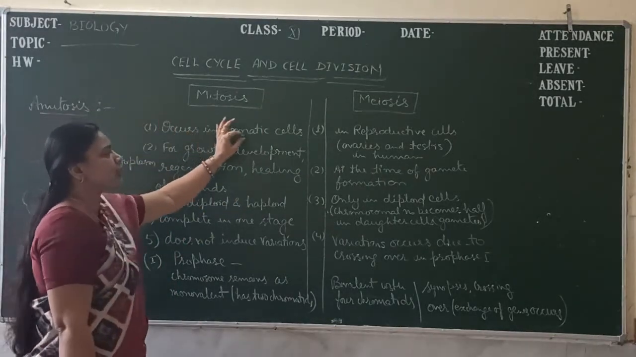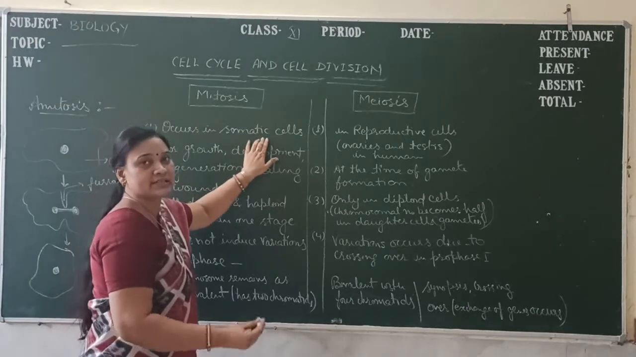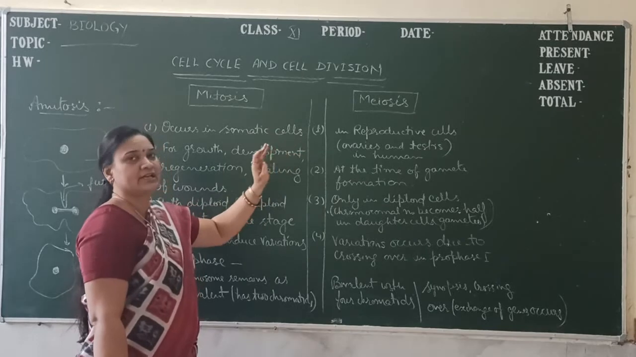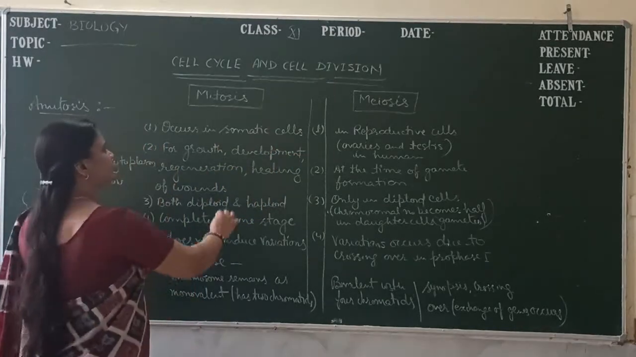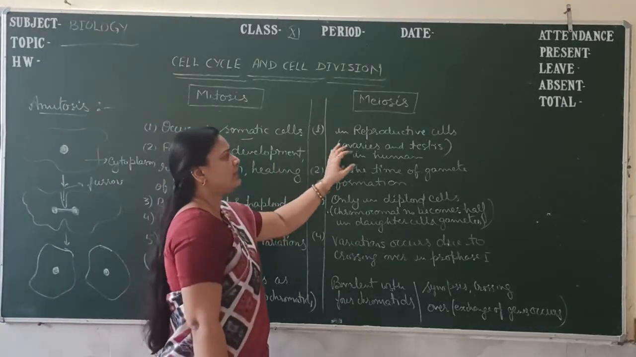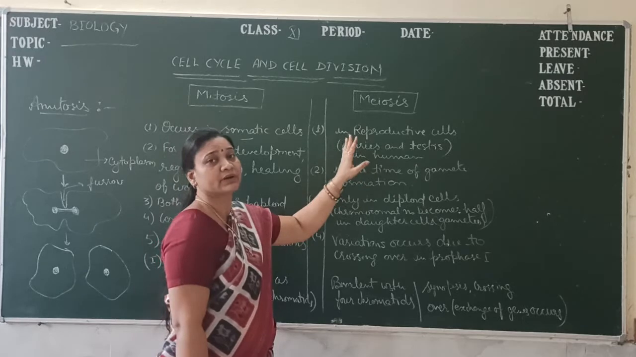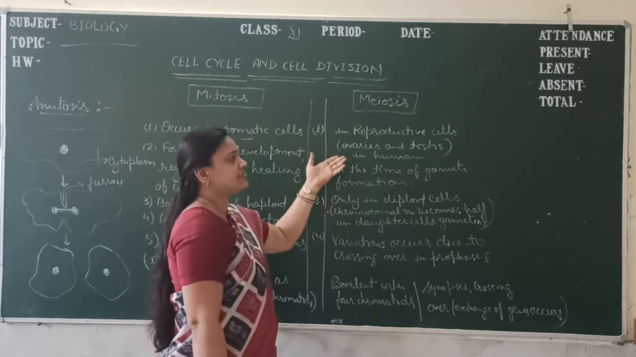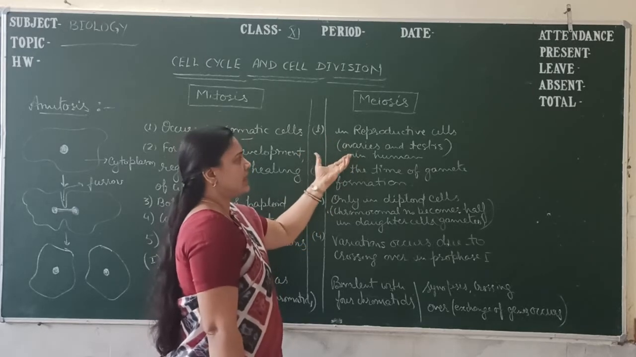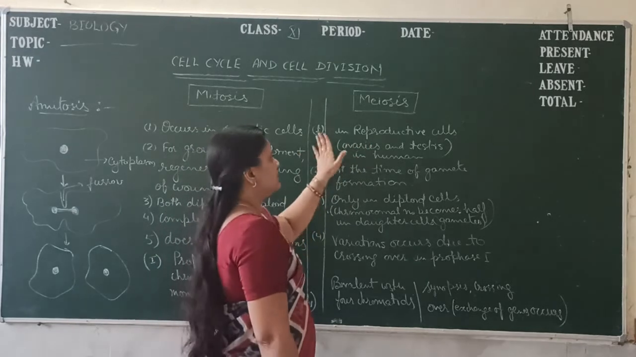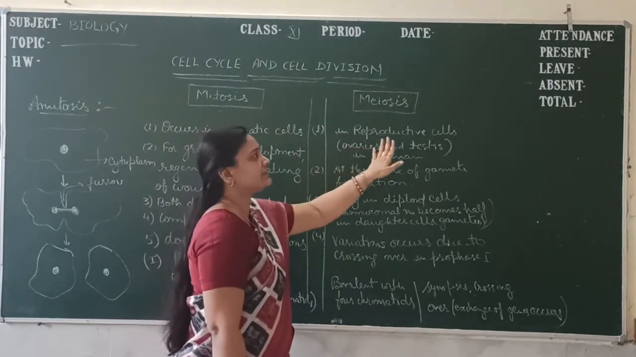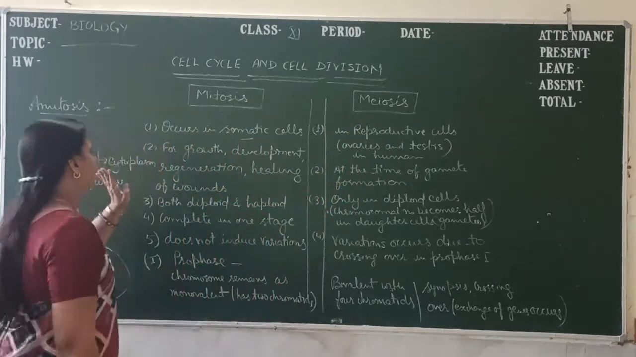Mitosis occurs in somatic cells. Somatic means body cells. Vegetative cells in plants like stem, root, leaves, all the parts have the somatic type of division, that is mitosis. But meiosis occurs only in the reproductive cells, only in the reproductive parts. In plants, you can see the flower, the stamens and ovaries are the reproductive parts. So meiosis occurs in these, and in animals, meiosis occurs in the ovaries and testes.